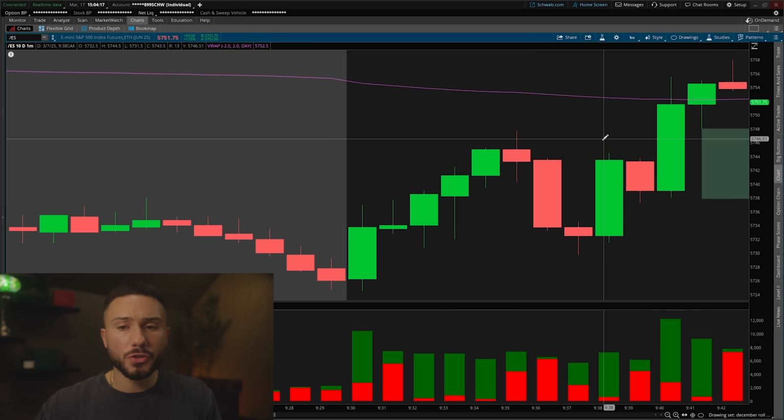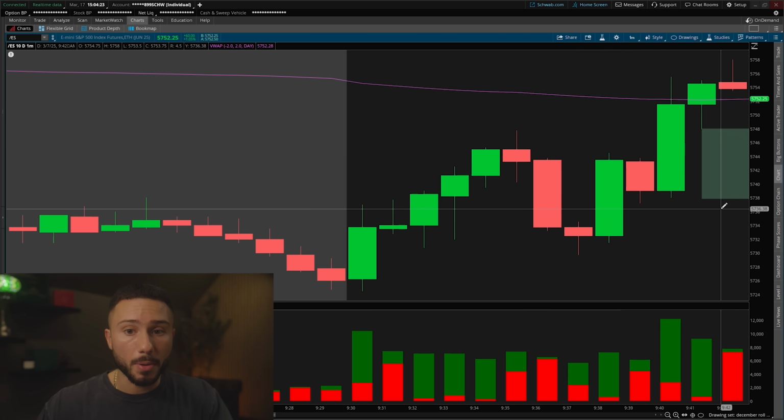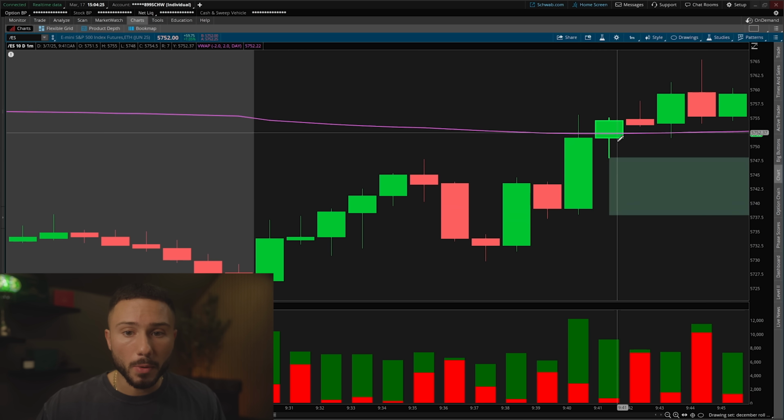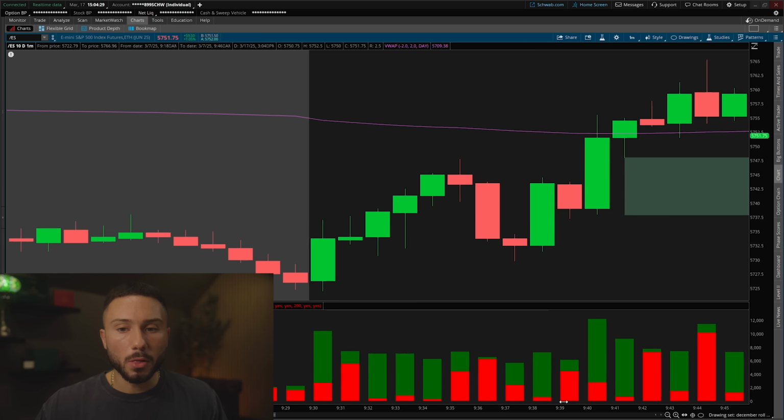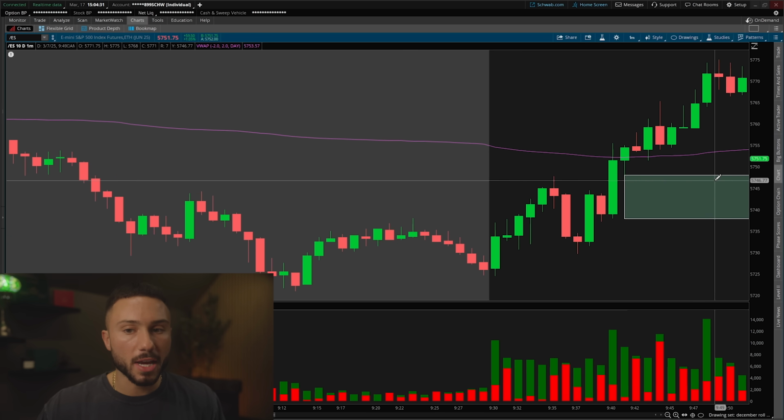So if you're an ICT trader, if you use fair value gaps, let me know if this first trading setup right here would validate a fair value gap. The market aggressively moved up. We mark it from the portion of the wick down to the lower portion of that candle, and we look for price to retrace into this range.